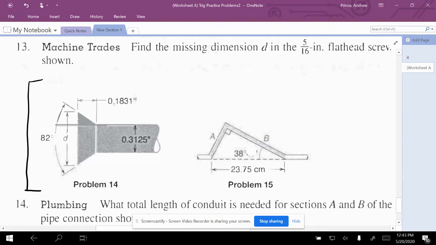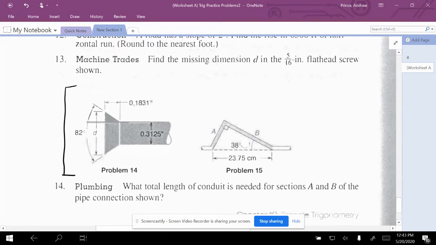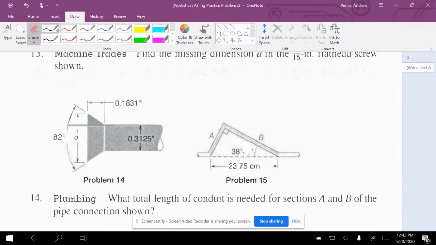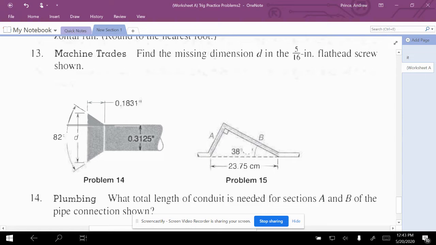But we're looking at this diagram here, and then the problem itself is number 13, where it says find the missing dimension D in the 5/16 inch flathead screw shown. So I want to make a couple observations on this before we solve it. I see a lot of people doing trig problems wrong because they are misinterpreting how to look at these drawings.